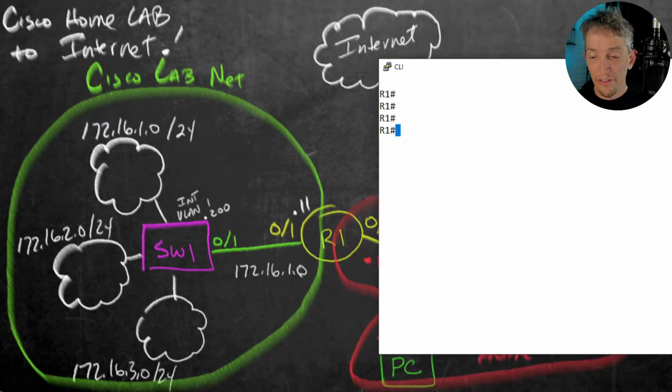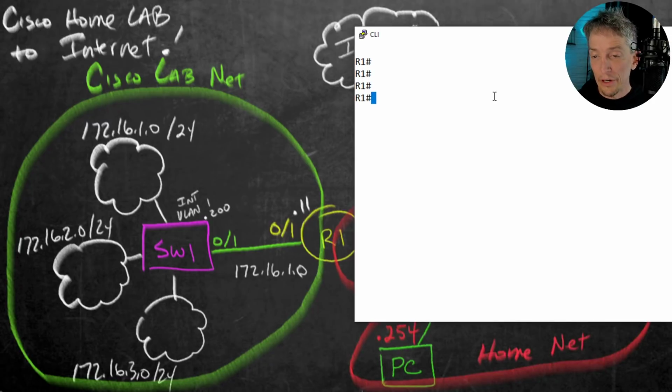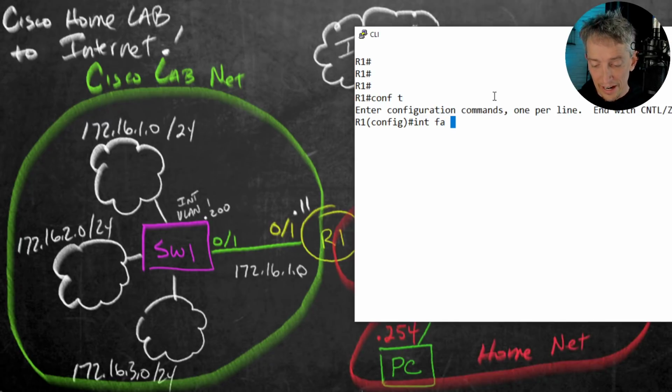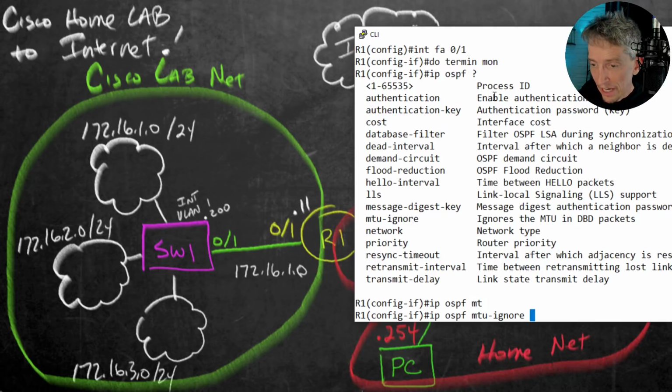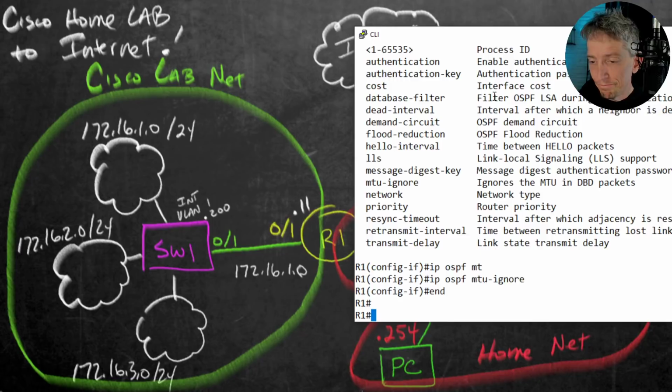We want to go to interface. Let's leave this right here while we do it. We want to go to interface FA 0/1, and I'm going to do terminal monitor. That's just so I can see the messages. And let's do an IP OSPF... Oh, there it is. MTU ignore, just like that.